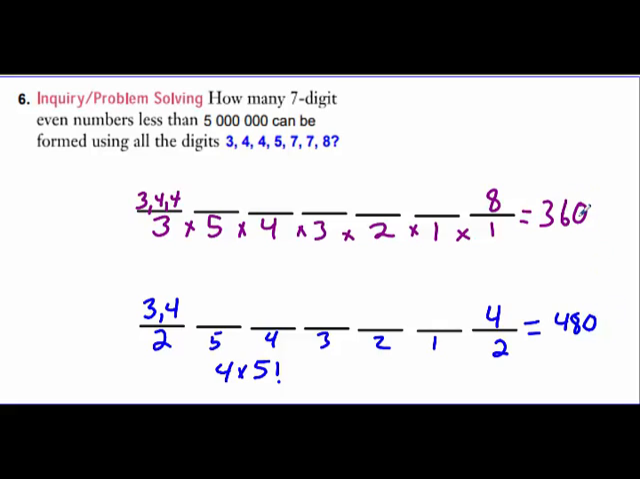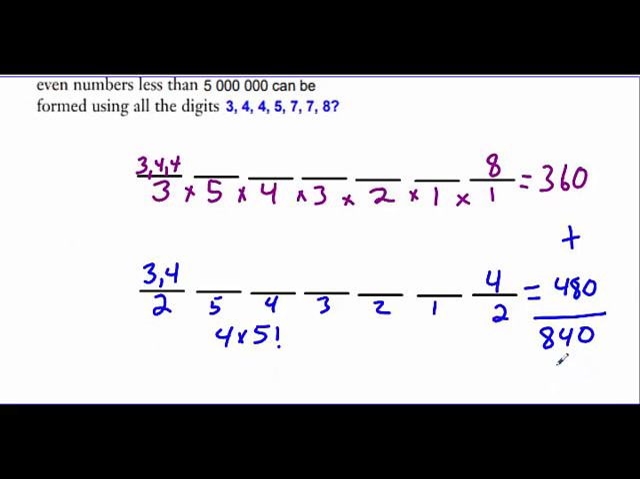And so I have 360 solutions that use these digits and end in 8 and will be smaller than 5 million. I have 480 numbers that end in 4, are smaller than 5 million, and use those same digits. And so I will add those two solutions together and find that there are 840 solutions that I found using these digits. So what this 840 represents now is the answer to essentially this question without duplication.